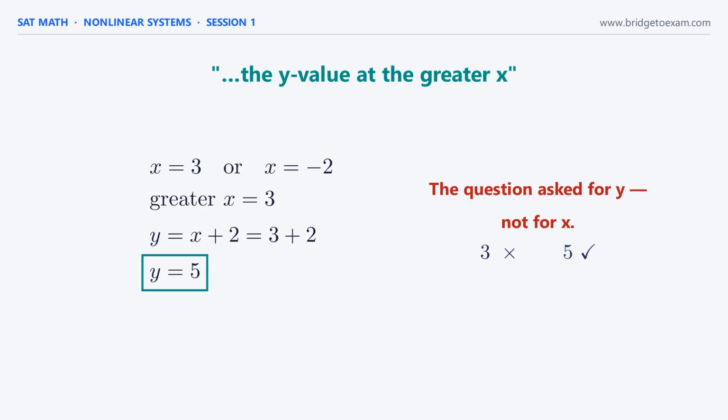So, our x values were 3 and negative 2. The greater one is 3. Now substitute into the line. y equals 3 plus 2, which is 5. The answer is 5, not 3. Read the last 5 words of the question twice. That habit alone is worth points on test day.